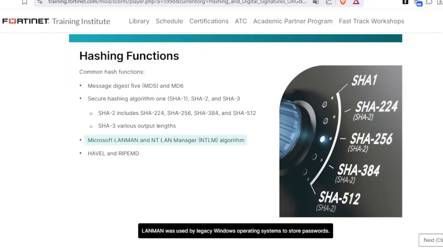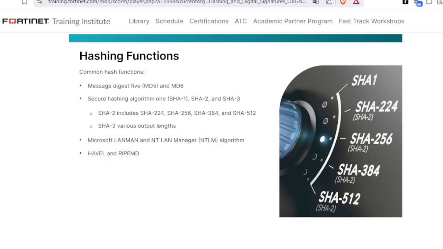LANman was used by legacy Windows operating systems to store passwords. LANman uses the data encryption standard, DES, which was proven to be not secure and could be defeated by brute force attacks. NTLM succeeded LANman, followed by NTLM version 2. Outside of North America, Haval and RIPE-MD are popular hashing functions.